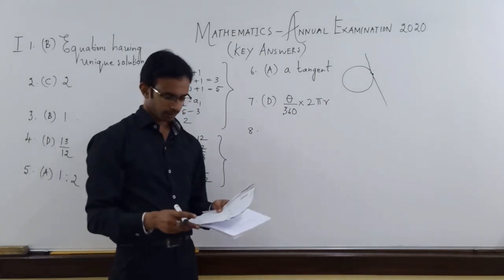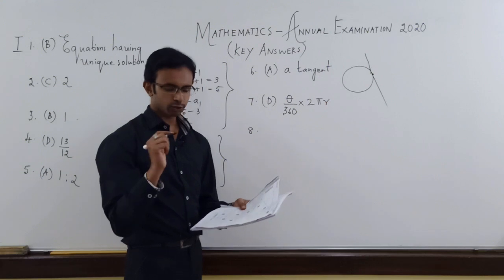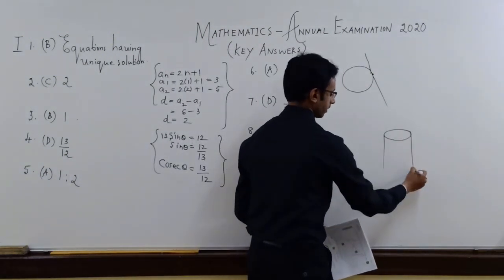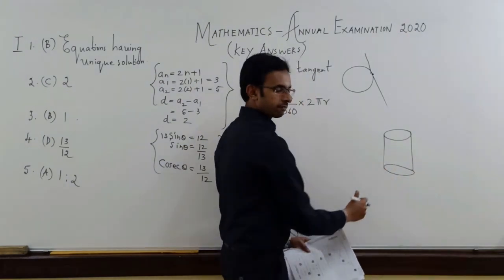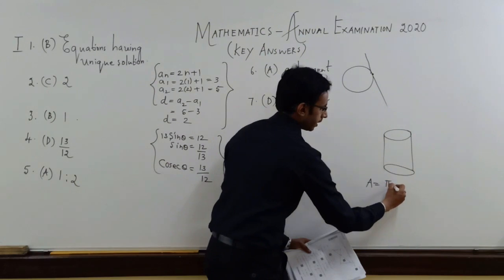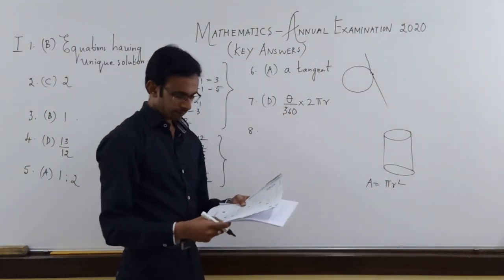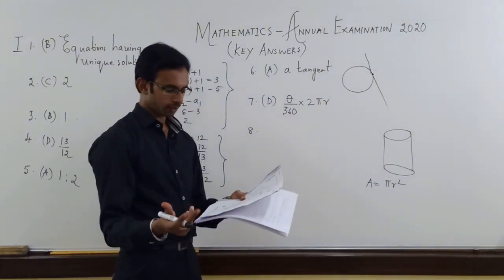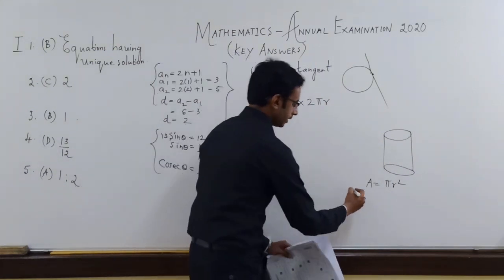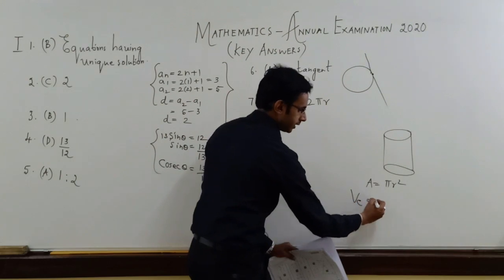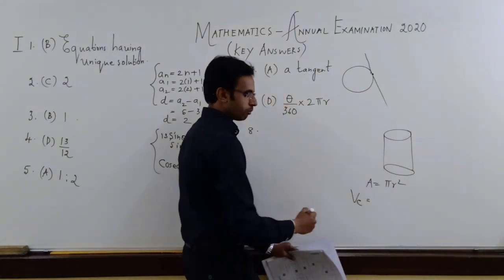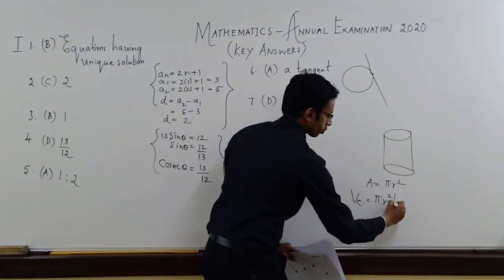Problem number 8. If the area of the circular base of a cylinder is 22 centimeter square. Cylinder, you all know the shape. The base of the cylinder means area of the circle. So area of the circle, you all know it is pi r square. If the area is given as 22 centimeter square and height is given as 10 centimeter, volume of cylinder. You all know to calculate volume of cylinder from the structure which I explained to you all. The formula for volume of a cylinder is pi r square h.